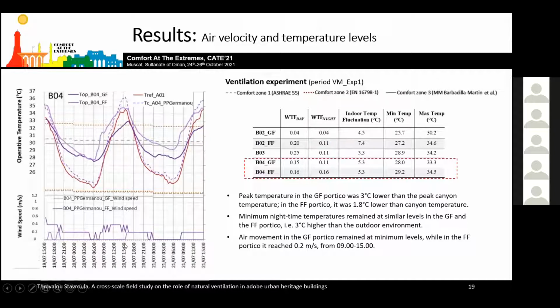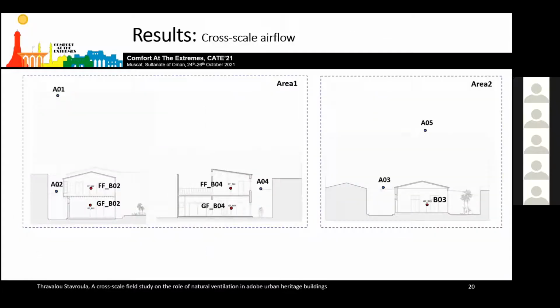Now, regarding the cross-scale airflow gradient, outdoor measurements indicated that the prime wind direction is west-southwest. The wind is strongest in the early afternoon and substantially weaker during the night. In Area 1, the mean wind speed recorded at the reference station, A1, was 3 meters per second, whereas in Area 2, it was 1.5 meters per second.